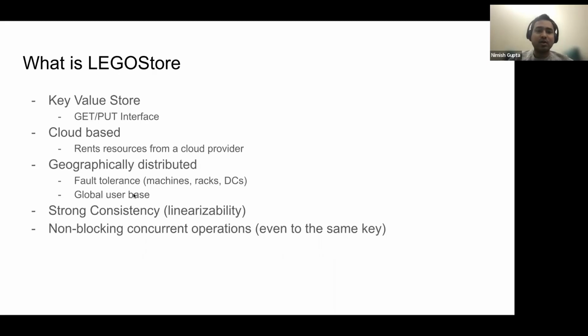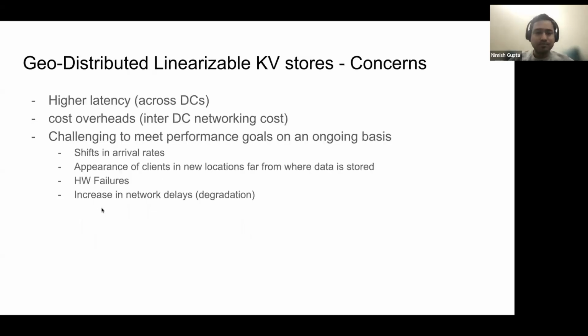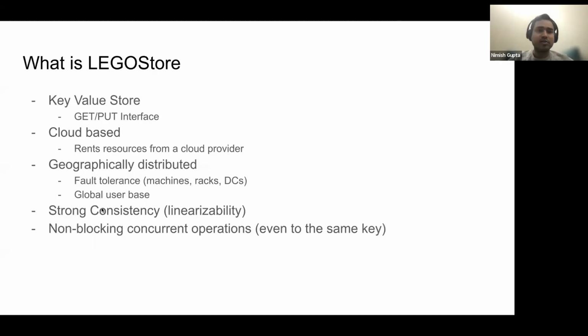And it has a global user base, as many of the applications are required to be geographically distributed, just because users could be located across the globe. It is strongly consistent, and it provides non-blocking concurrent operations to the same key.